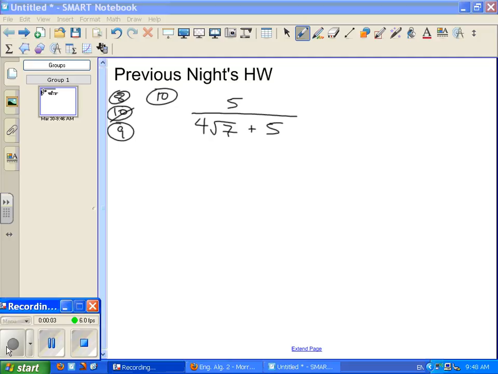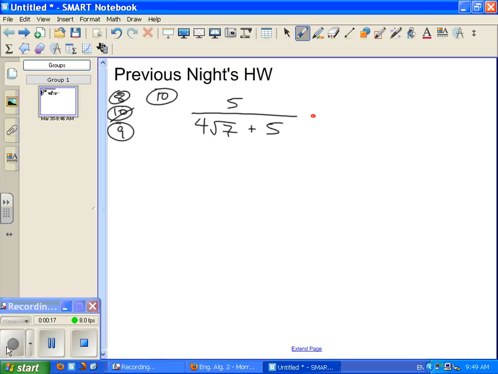All right, this one, I just can't leave it this way because it's got a radical in the denominator. So how do I go about fixing one like this? Conjugate. What is the conjugate of this? So I'm going to have to do that same thing in the top because we know that that's really a 1.